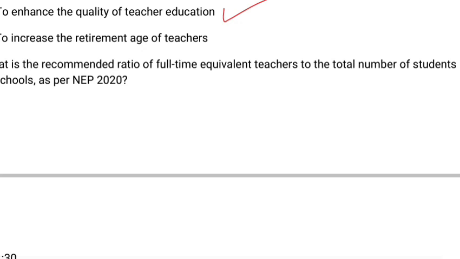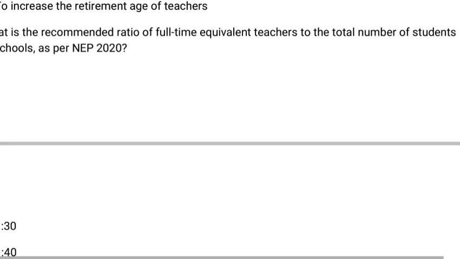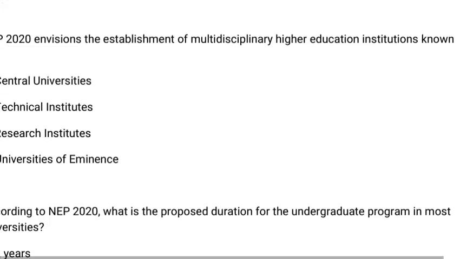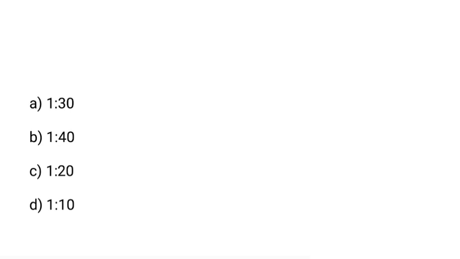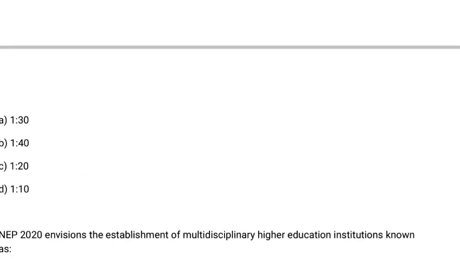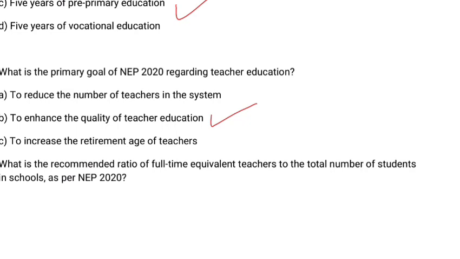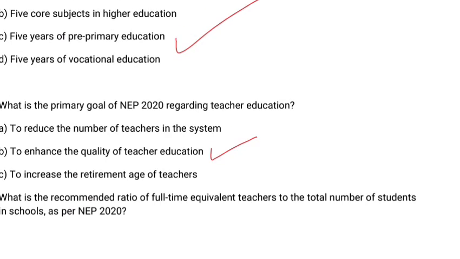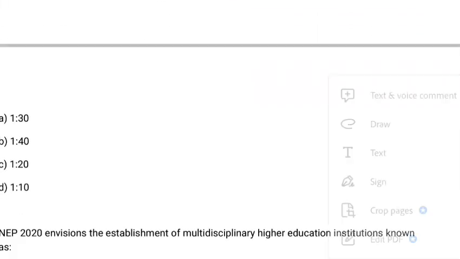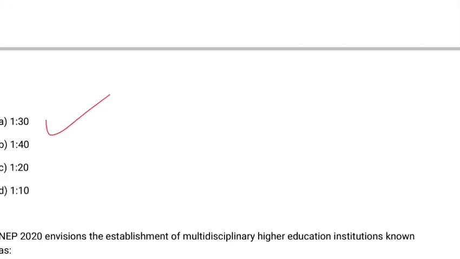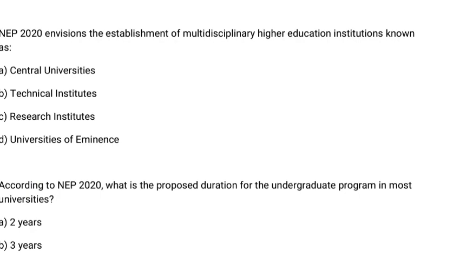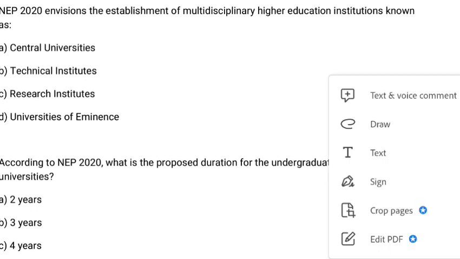Next, what is the recommended ratio of full-time equivalent teachers to the total number of students in school as per NEP 2020? So this is the ratio: 1:30, 1:40, 1:20, 1:10. It will be option A, that means 1:30. This is their prime and fundamental objective. Similarly, NEP 2020 envisions the establishment of multidisciplinary higher education institutions known as Central Universities, Technical Institutes, Research Institutes, Universities of Eminence. Number D will be correct, Universities of Eminence.